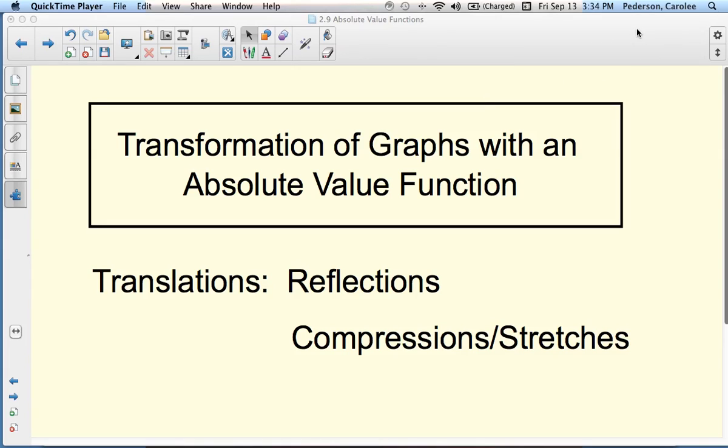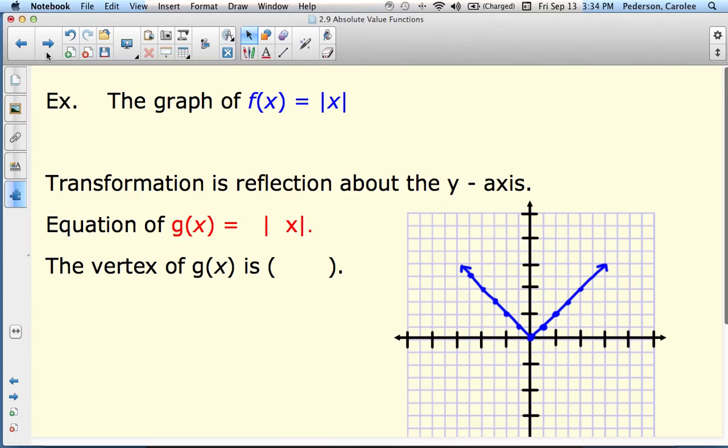This video focuses on reflections, compressions, and stretches horizontally and vertically. This first example is a transformation of a reflection about the y-axis.